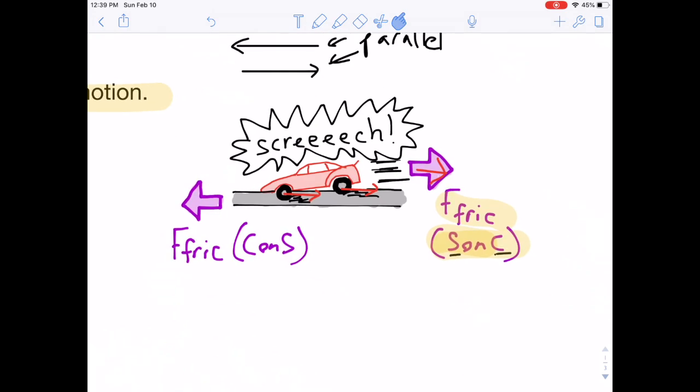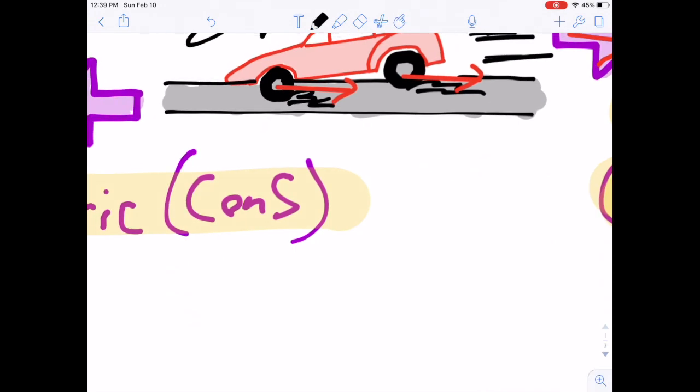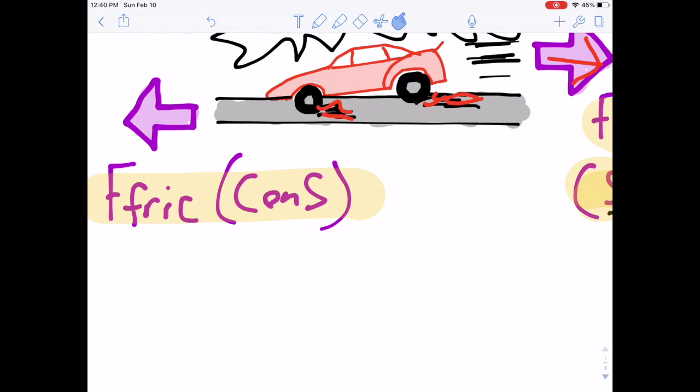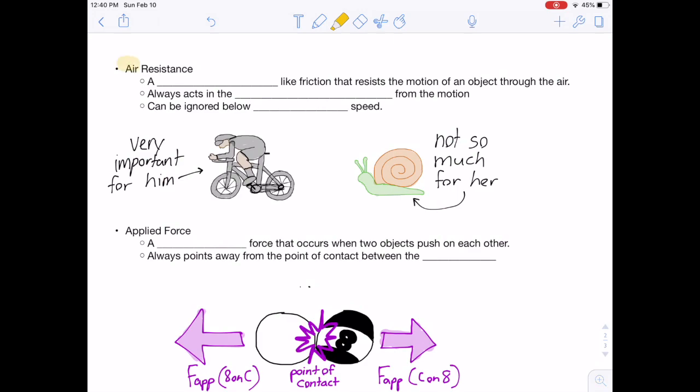So remember though, forces always come in a pair. So that car is exerting a force on the street. So you can imagine that right here where these lines are on the street, if you put your hand down and felt that street, it would probably feel warm because the car exerted all this friction force on that street. Okay, let's continue.